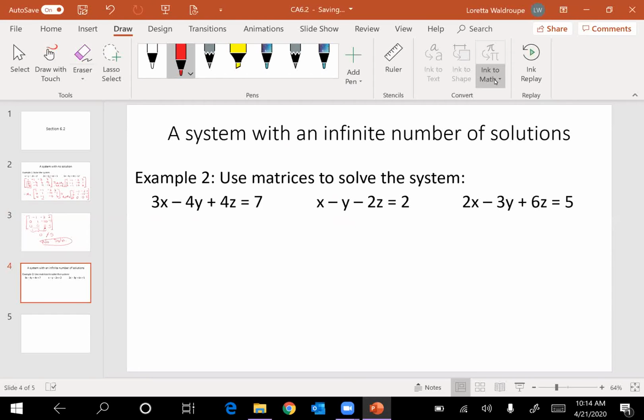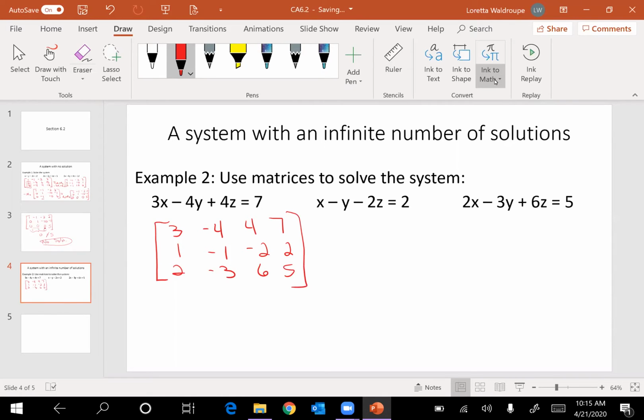Let's write our matrix. 3, -4, 4 and 7; 1, -1, -2 and 2; 2, -3, 6 and 5.